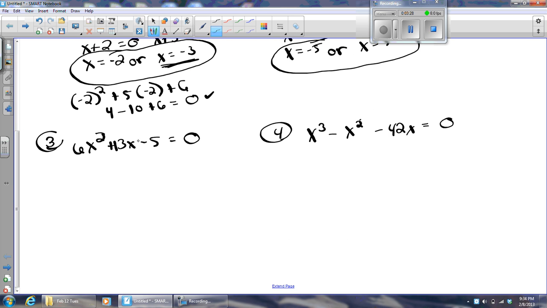Let's try this one. Looks like I'm going to use that trinomial grouping method. So I'm going to multiply 6 times 5 and get 30. And then I'm going to look for two factors of 30 that subtract to get 13. Well, let's see here. 2 and 15. Ooh, I think I've got it. So I've got 6x squared minus 2x plus 15x minus 5. And then I'm going to group.